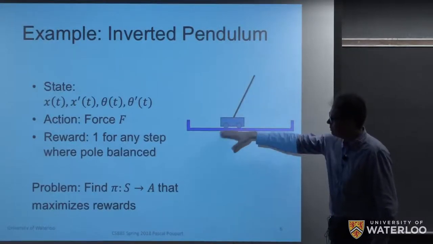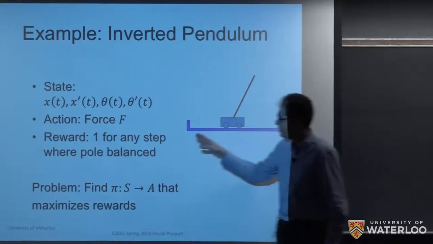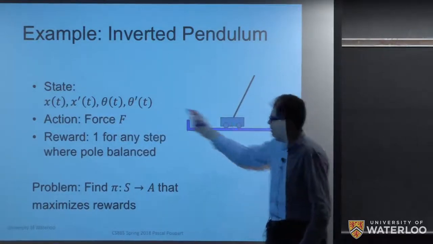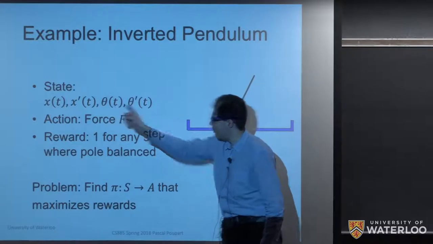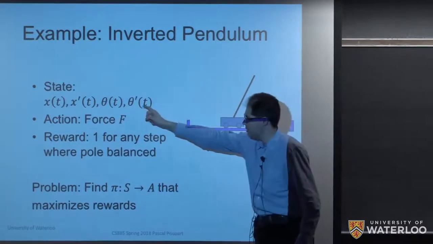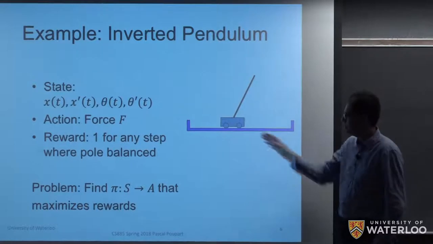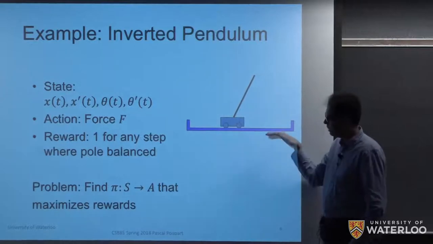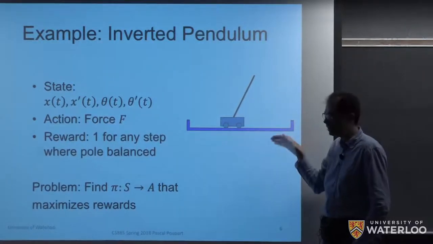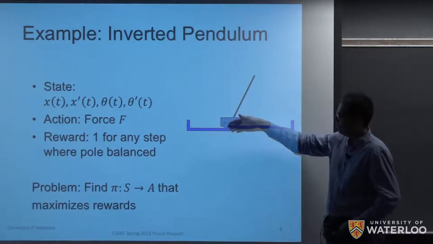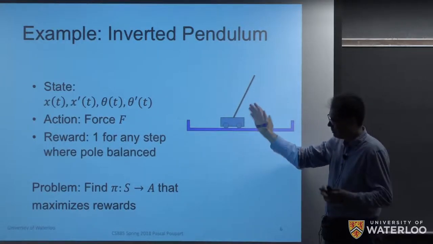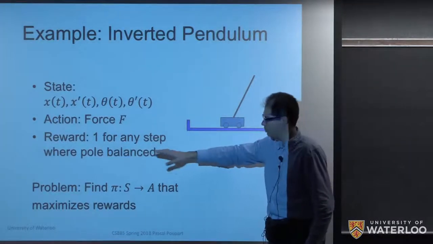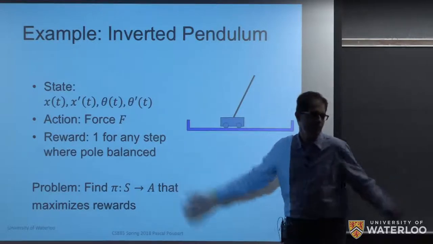Okay, so here we can model this as a reinforcement learning problem by saying that perhaps the state is described by the position of the cart as well as its velocity, and then the angle of the stick, and then its angular velocity. Okay, so simple description. And then the actions are going to be forces, so we can push the cart to the left or push it to the right. And then as a result, the pole will hopefully remain balanced or not. And then we can give the system a reward of 1 whenever the pole is still balanced, and I get 0 otherwise.